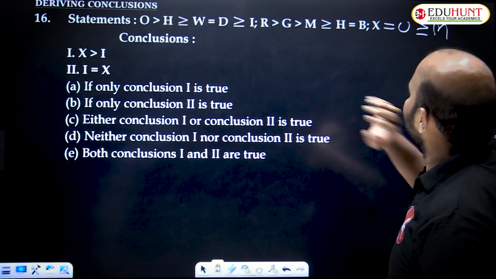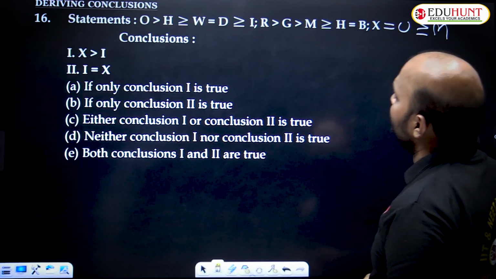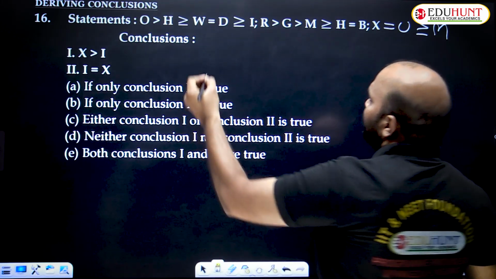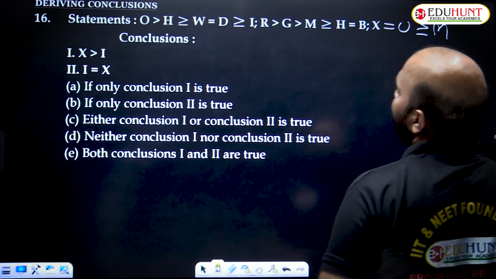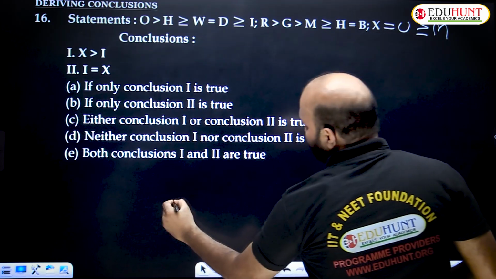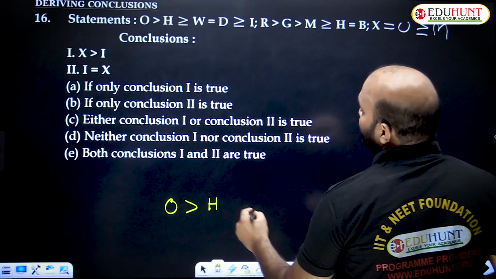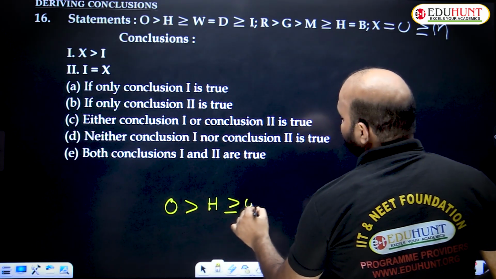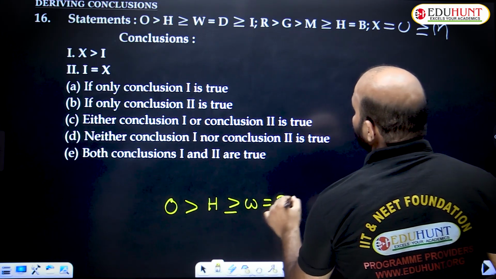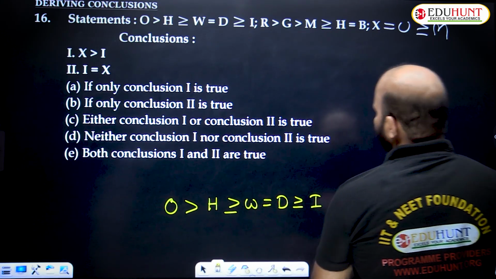So by using the three statements, how are we going to convert them into a single one? You can write the first statement as given: O is greater than H. Next, H is greater than or equal to W, W equals D, D is greater than or equal to I. That is the first statement.